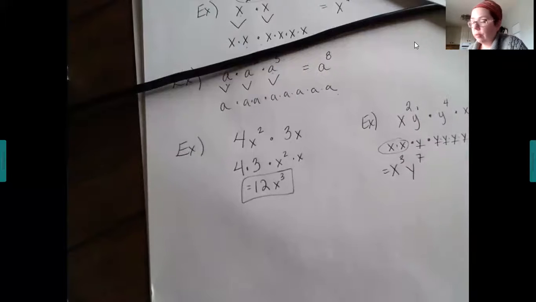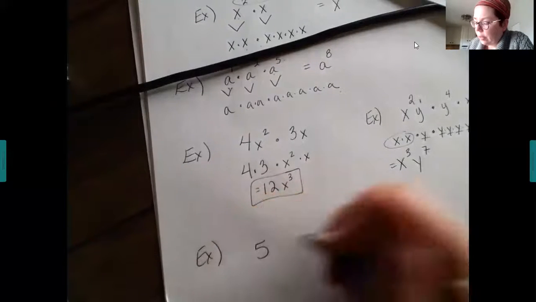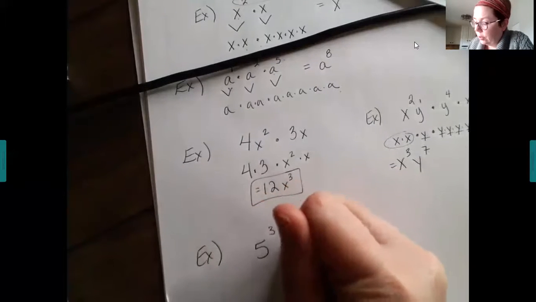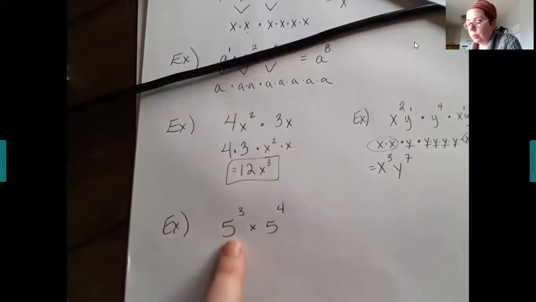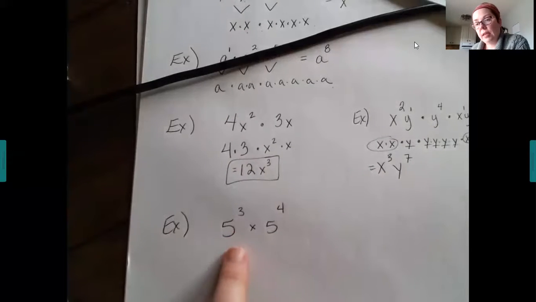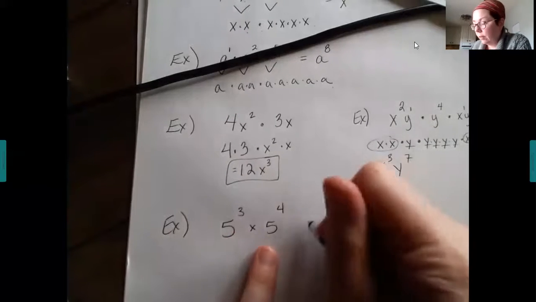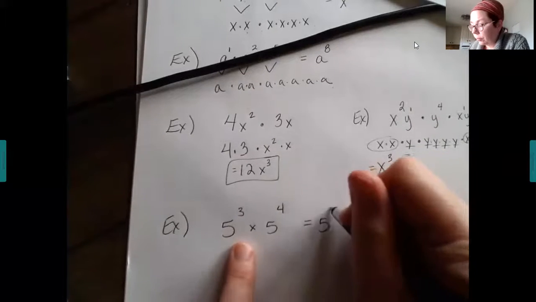And we've been doing this with variables, but it works the same for numbers. So if the base number is the same, it stays the same, okay? Meaning that if I have, say, 5 cubed times 5 to the fourth, I'm not going to multiply 5 times 5. I'm going to keep 5 because 5 is the same base. So I'm going to keep this as a 5. And then I'm going to add these exponents together. Okay.